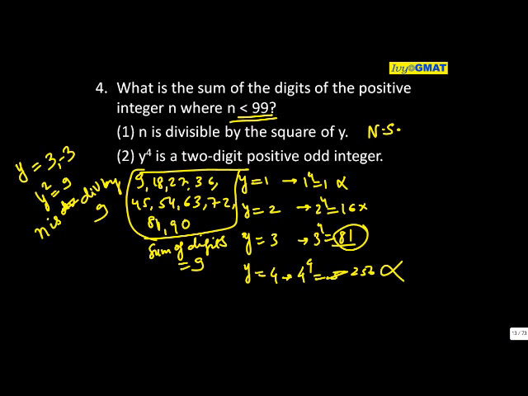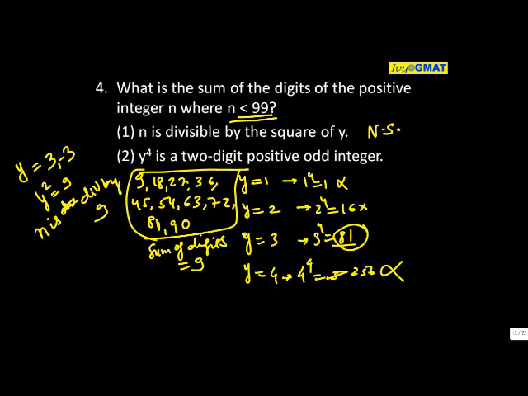So what do you think? Sufficient or not sufficient to answer? Okay, we have made one mistake. I have intentionally made that mistake just to make you realize. Sorry, 1 to the power 4 is not a 2-digit number. 1 and minus 1 are not allowed.